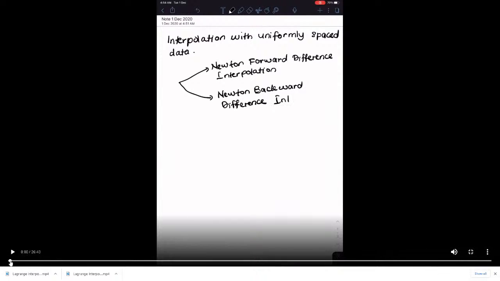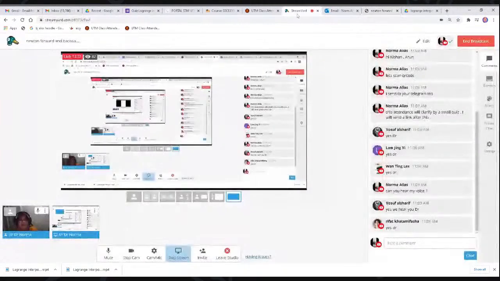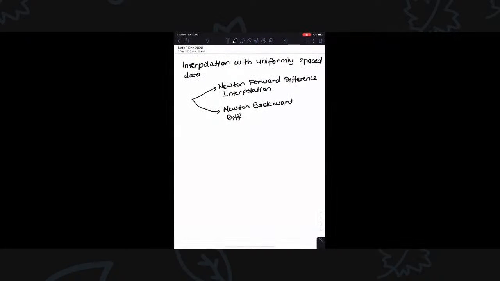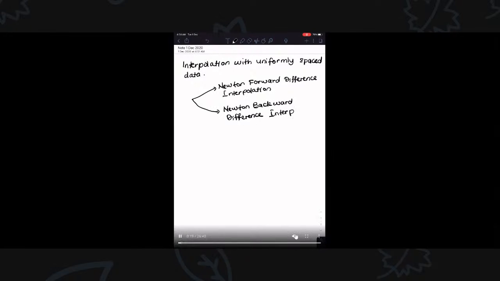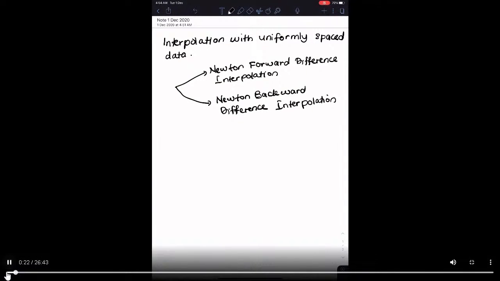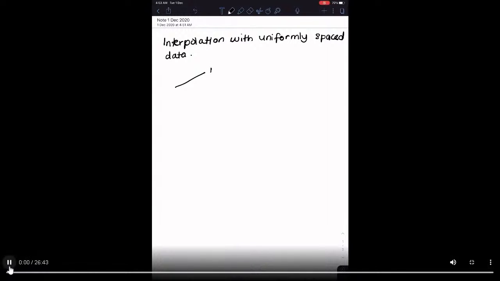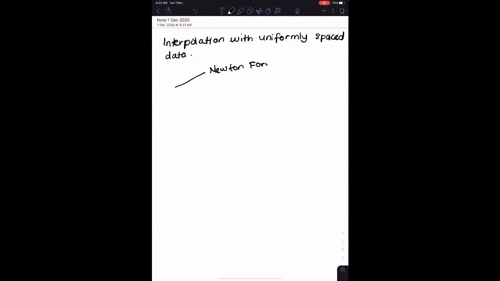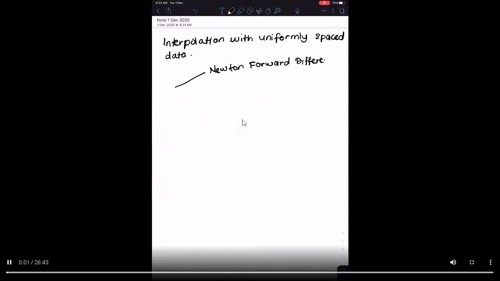Before that, I just want to confirm, I go to the video. Where is the video? Backward, forward. Okay, it's very clear now. Let's go to this video. I make it bigger for you to see. Now, what are Newton forward and Newton backward difference formulas? From here you can see that we know about the types of data.